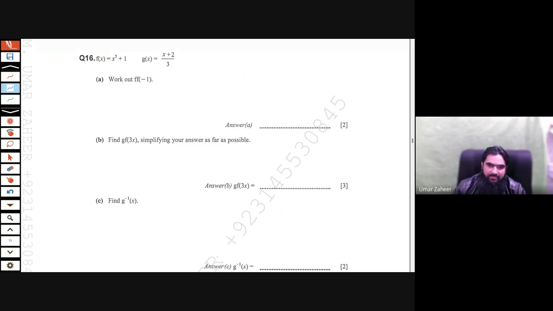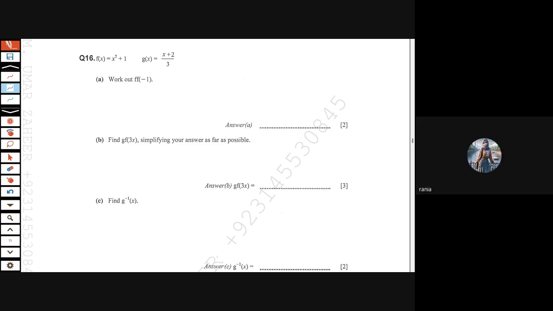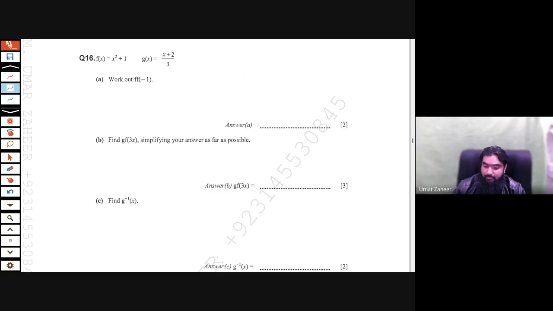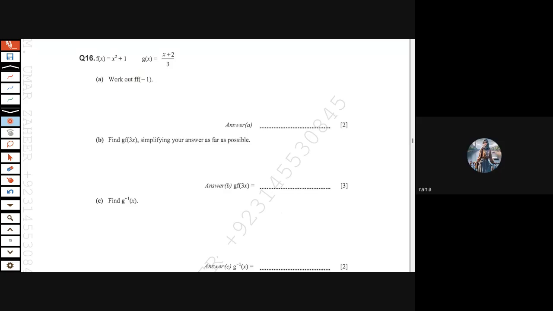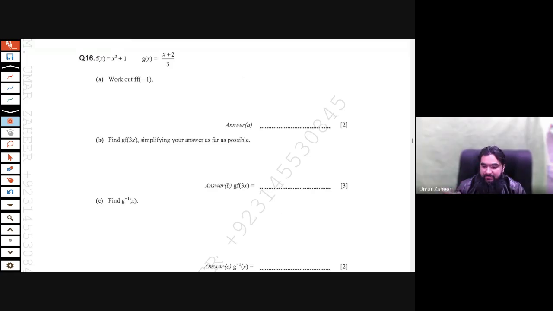What will be the first step? Sir, same as what we do in inverse? No, it is not inverse here. We have to find f of minus 1. What is the first step here? Sir, we'll take f of x and instead of x, we'll write minus 1. Yes, we have to find f of minus 1 first.